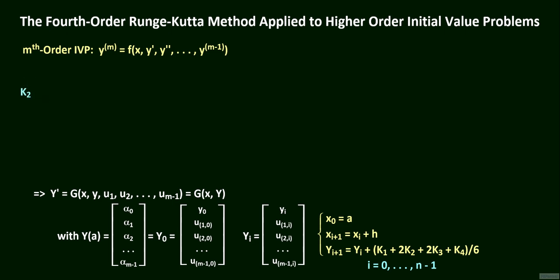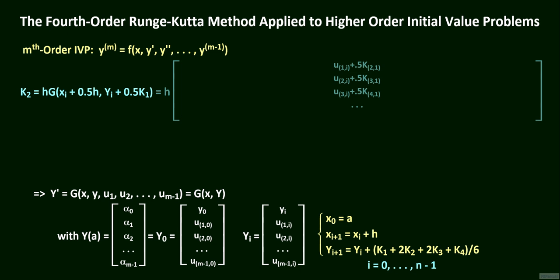K sub 2 this time equals h times g applied to x sub I plus 0.5h and to y sub I plus 0.5 k sub 1. Except for its last entry, k sub 2 looks like this. For the last entry of k sub 2, we have to evaluate f at x sub I plus 0.5h and at the vector y sub I plus 0.5 k sub 1.